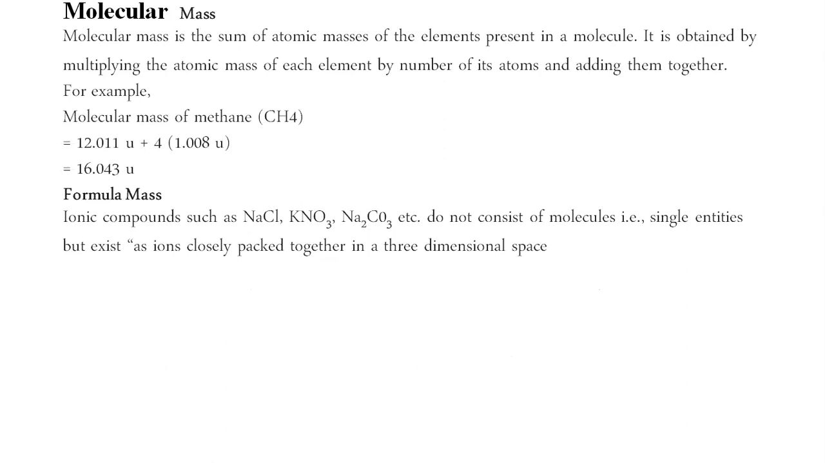Suppose they give you a compound and they ask you the molecular mass. So how do you find it? Let me say the molecular mass of methane. It is the masses of the elements present in the molecule, multiplying the atomic mass of each element by the number of atoms. For example, the atomic mass of carbon is 12, into how many atoms of carbon? 1. Plus the atomic mass of hydrogen is 1, into how many atoms of hydrogen? 4. So 12 plus 4 is how much? It is 16 U, unified mass.